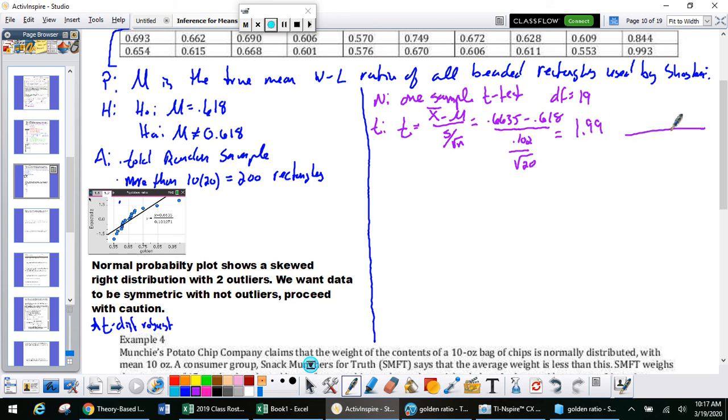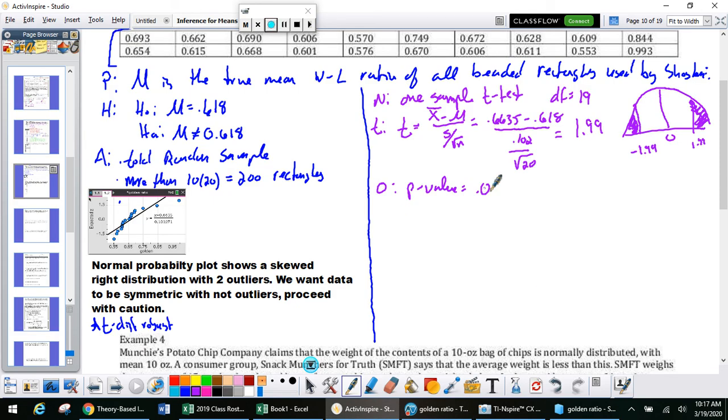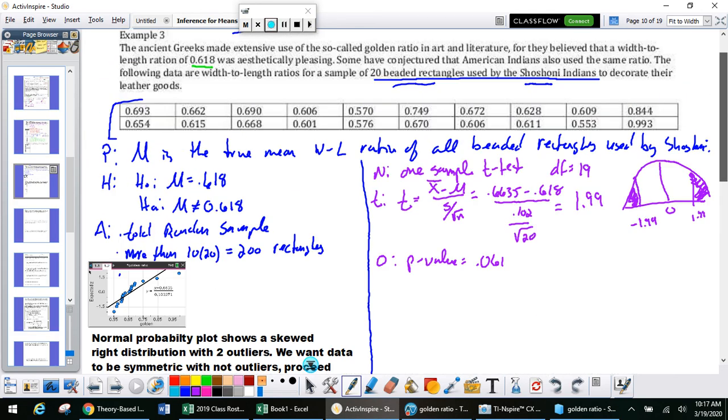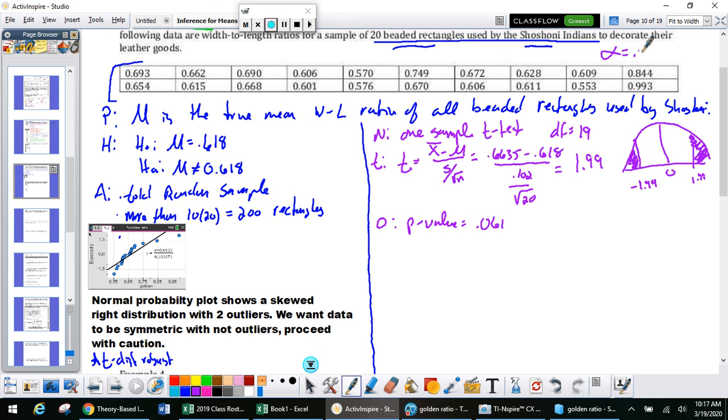And I'm going to draw a quick little picture here because this is t, here's 0, here's 1.99. I shade above that. Because it's two-sided, I also do below negative 1.99, but the calculator does all of this for us. My p-value was 0.061, and they did not give us an alpha level again, so I'm going to use the alpha of 0.1 this time. Actually, no, I'm not. I'm going to use 0.05. Okay, so we use 0.05.